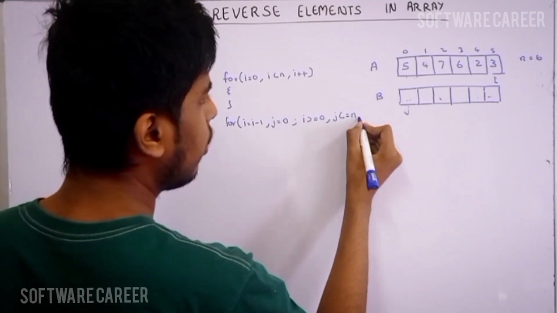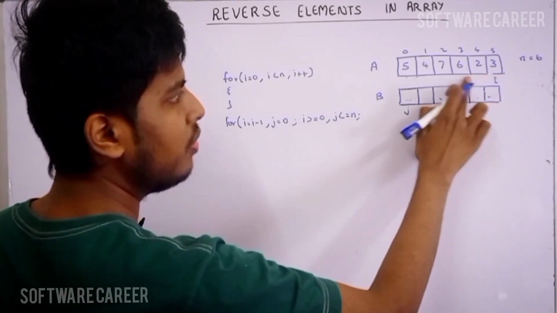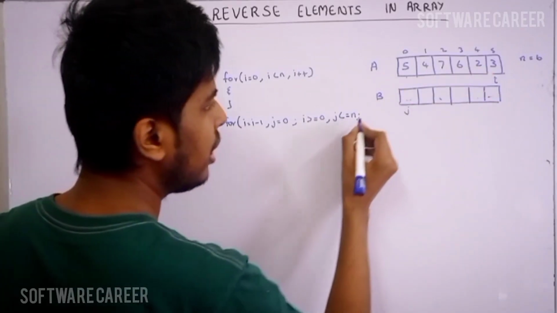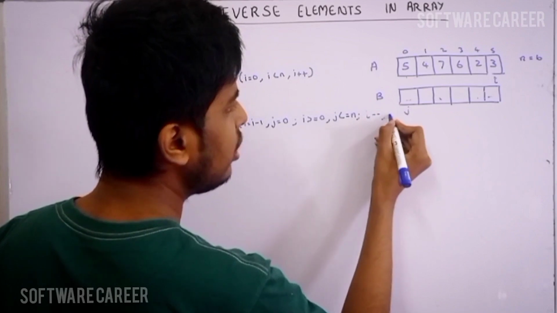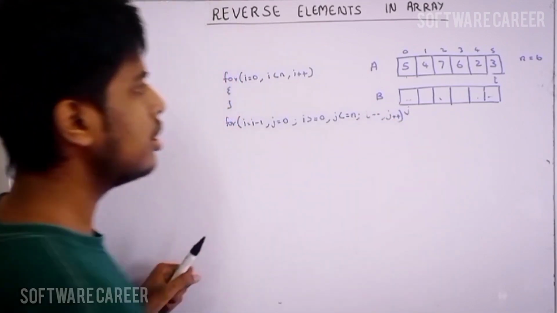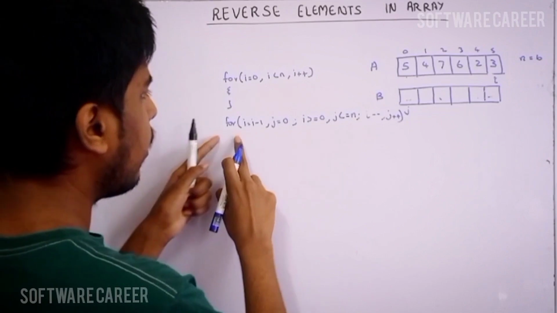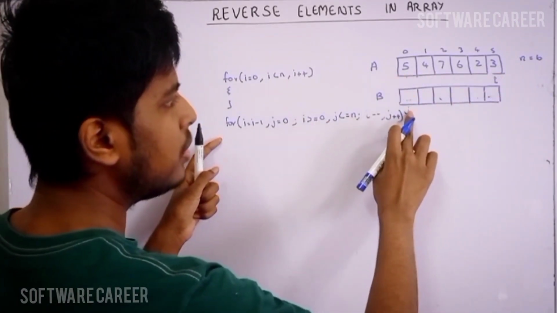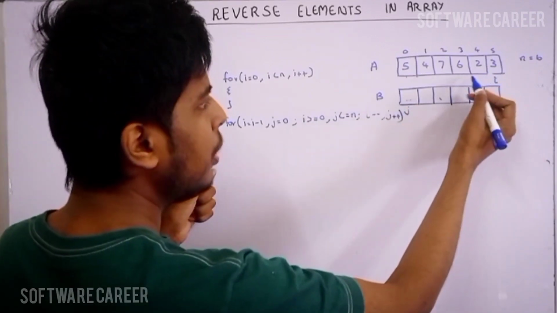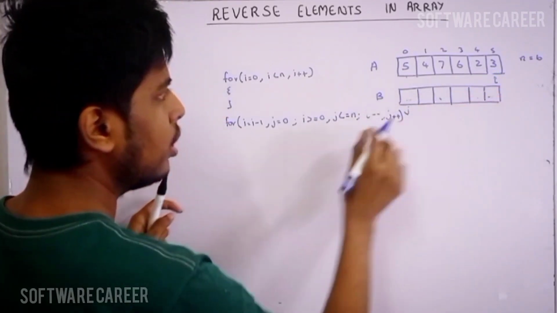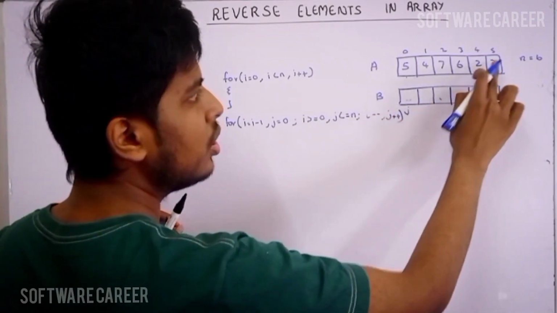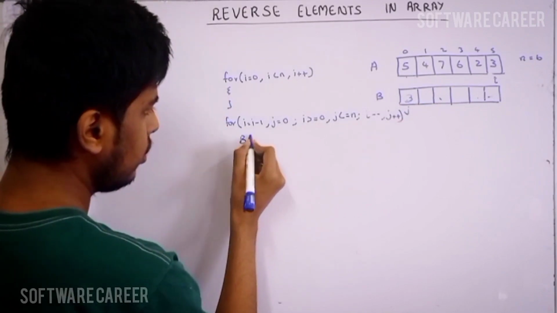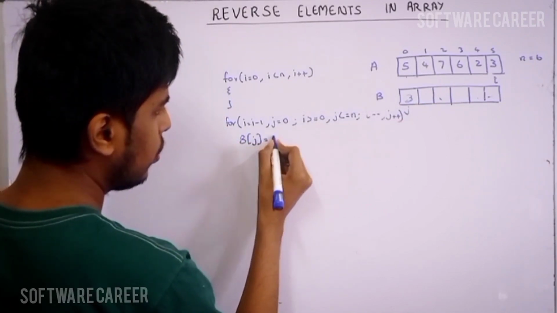Now what should you do? You should decrease I one by one, because you are reversing, and increase j one by one. So I am writing here I minus minus, comma, j plus plus. This is the condition. I am moving I from this place to the left side, and j to the right side. Now I should copy B of j equals A of I. This B of 0 equals this A of I, that is 3. So 3 gets copied. So I am writing here B of j equals A of I.